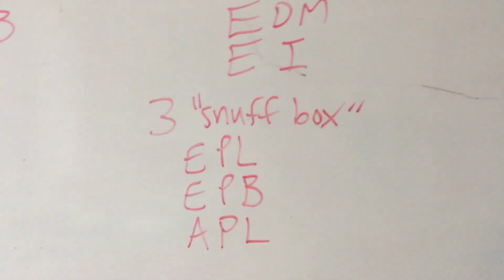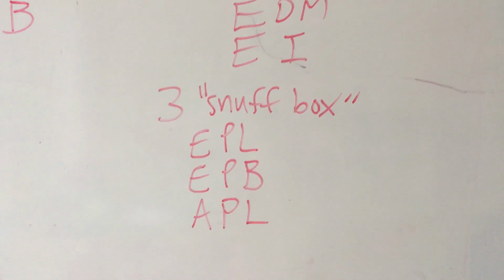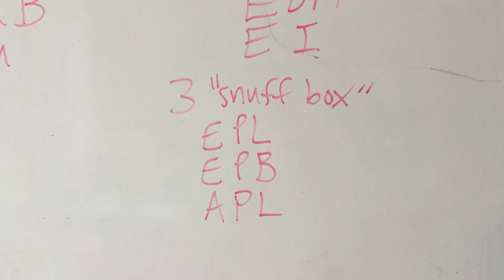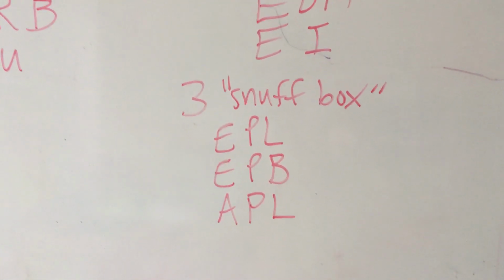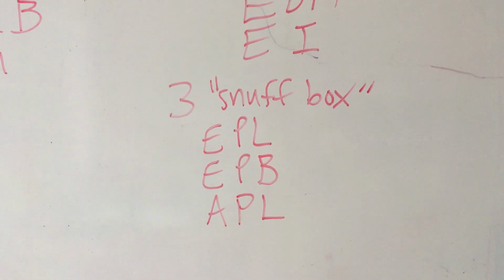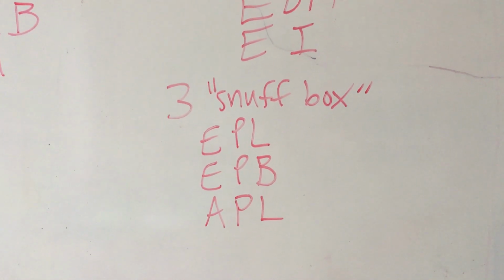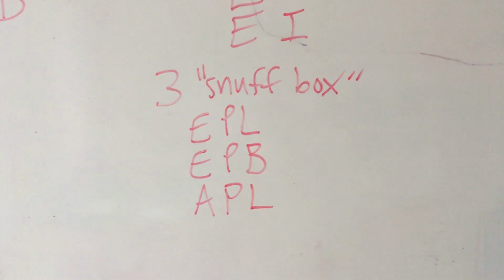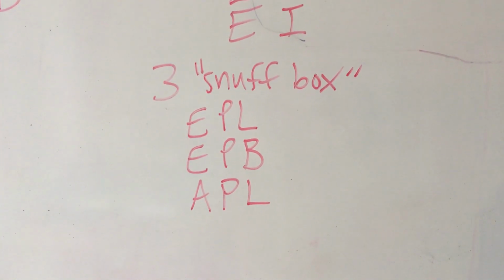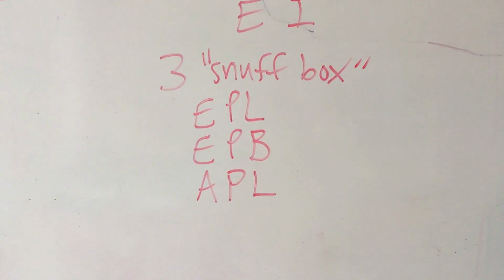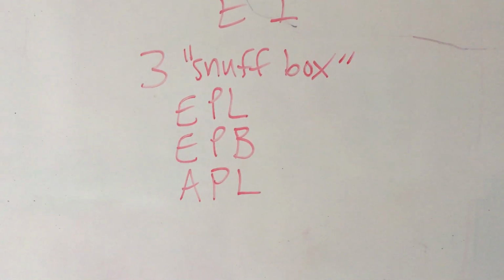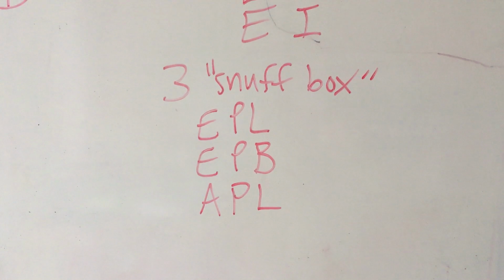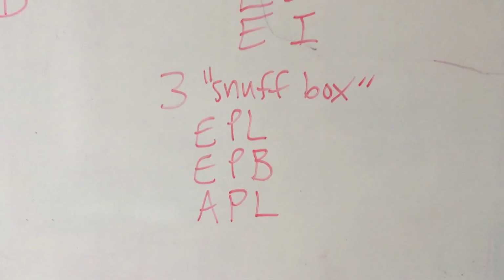In the snuff box we have thumb movers. Extensor pollicis longus extends all three joints of the thumb. Remember, in the thumb it's the CMC, the MCP, and the IP. There's no DIP or PIP. Extensor pollicis brevis just extends at the CMC and MCP, and then abductor pollicis longus abducts the thumb, but it's only moving the CMC. That's the only joint that can abduct.